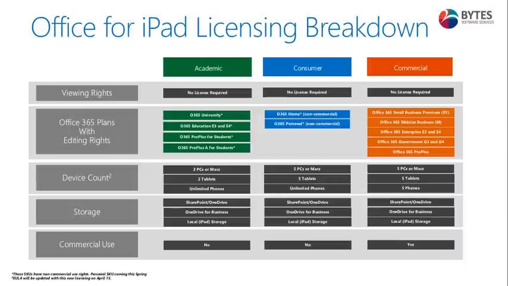So once you've subscribed to your Office 365 subscription, you can then use Office on 5 PCs or Macs, 5 tablet devices, and 5 phones. And as we said, it's including the Office for iPad client as well.